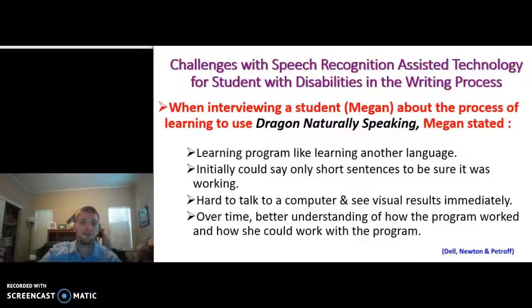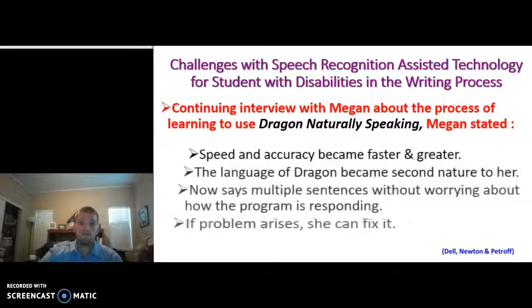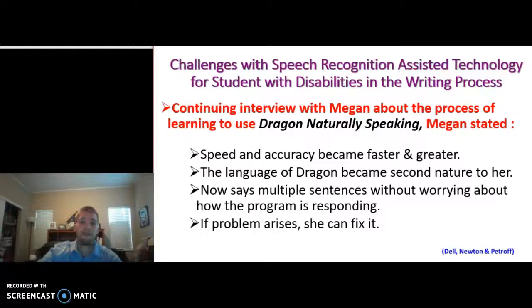Over time, better understanding of the program and how it worked, as well as how she could work with the program, improved her speed and accuracy, and the language of Dragon became second nature to her. Now, she uses multiple sentences without worrying about how the program is responding, and if a problem arises, she fixes it.